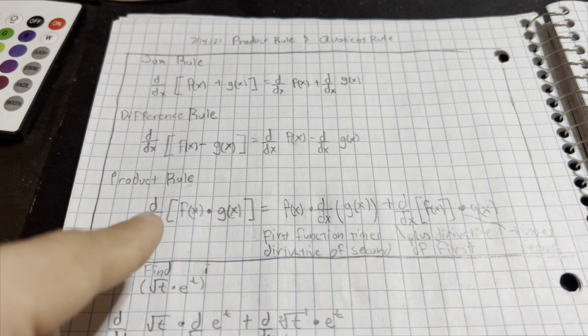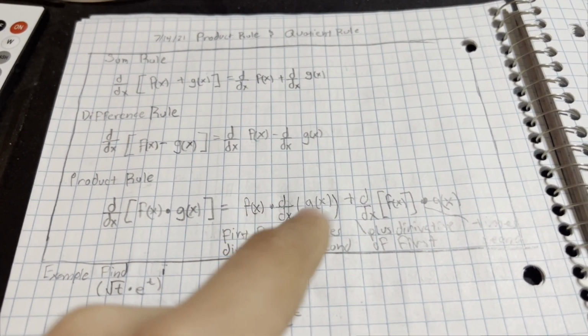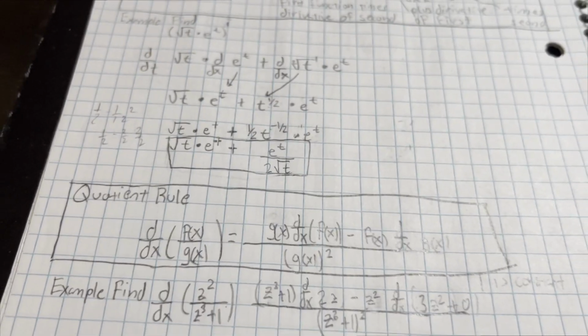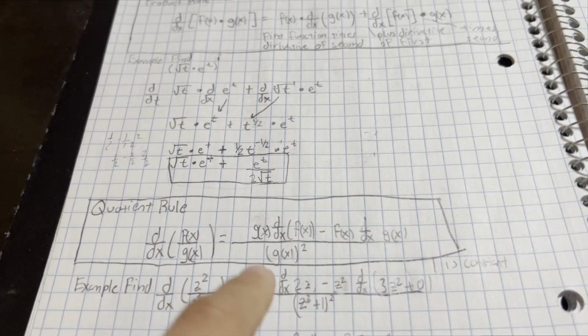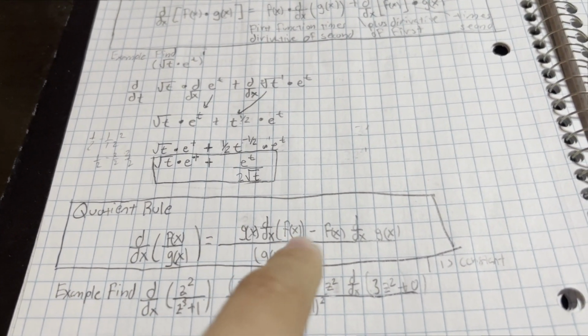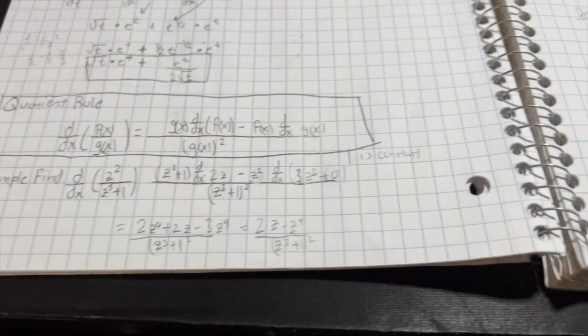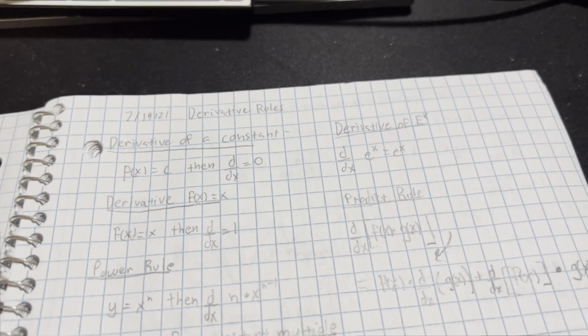So the derivative of f of x times g of x equals f of x times the derivative of g of x plus the derivative of f of x times g of x. And here's the quotient. The derivative of f of x divided by g of x is g of x times the derivative of f of x minus f of x times the derivative of g of x, over g of x squared. Good times. Derivative rules. I guess I rewrote them.